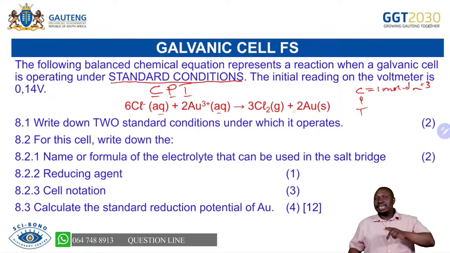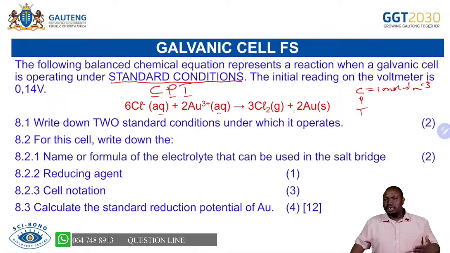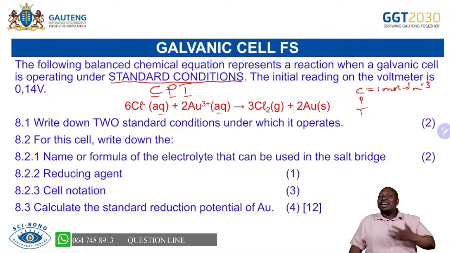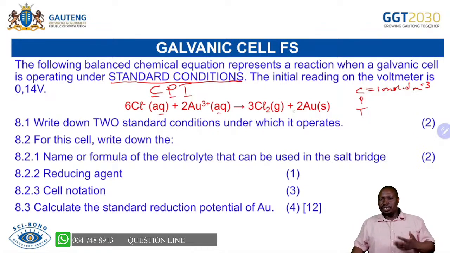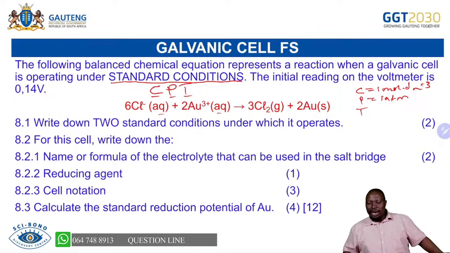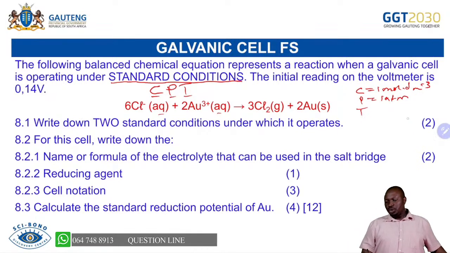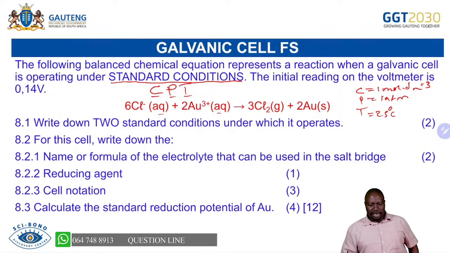But if you check pressure, it only affects when we have gases. So let pressure be your number 3 in terms of writing the factors that affect or the standard conditions. And we're saying pressure is 1 atm, which stands for 1 atmospheric pressure, or you can say 101.3 kilopascals. Your temperature, you will say 25 degrees Celsius, and you can as well say 298 kelvins if you want to use the Kelvin scale.